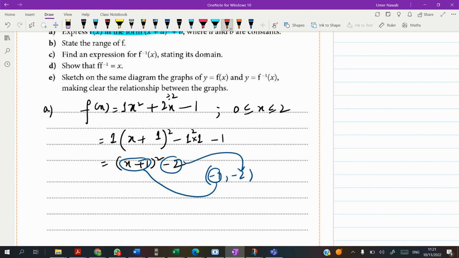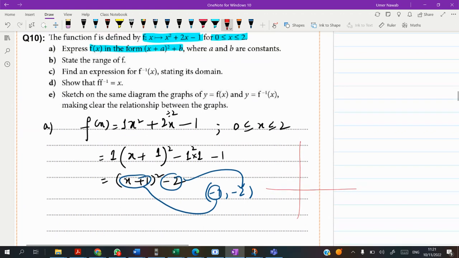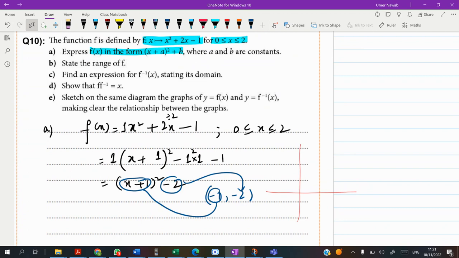Now, after finding the vertex, I need to know what my domain is. My domain is from 0 to 2. So 0, and where was the vertex? Minus 1, minus 2. This is minus 1, and this is minus 2. The graph is here. So definitely when I draw the graph it will be drawn like this. He's using the domain from 0 to 2. So 0 to 2 is from here to here. This is 0 and this is 2.